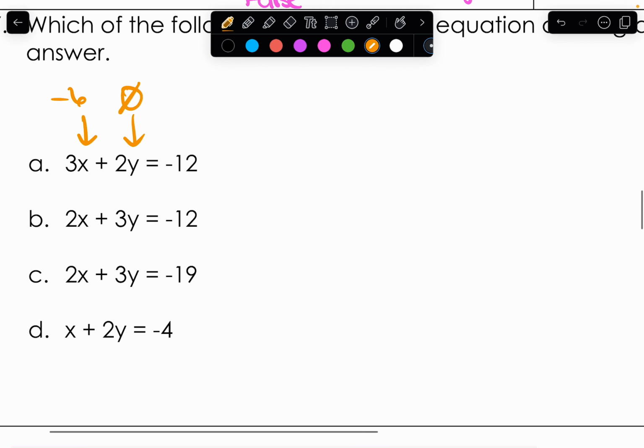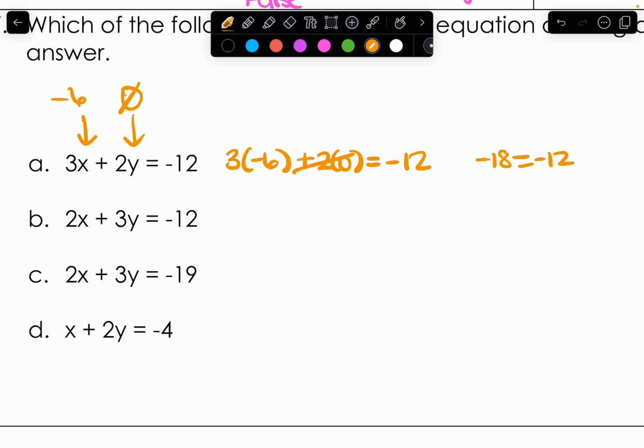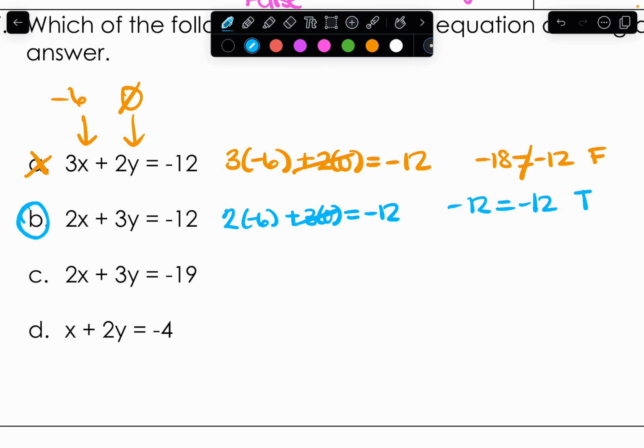So what we're going to do here is replace. So we get 3 times negative 6 plus 2 times 0 equals negative 12. Well, 2 times 0 is 0. 3 times negative 6 is negative 18. And negative 18 is not equal to negative 12. So this equation is not that line that is graphed on the side. Next one, 2 times negative 6 plus 3 times 0 equals negative 12. 2 times negative 6 is negative 12. Negative 12 is equal to negative 12, making it a true statement. So this is the equation of that line.